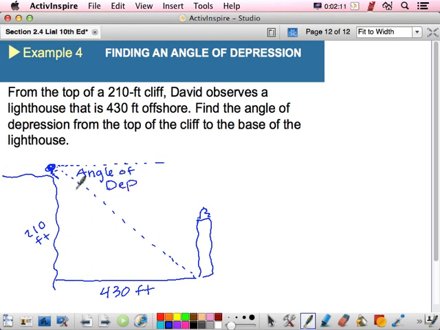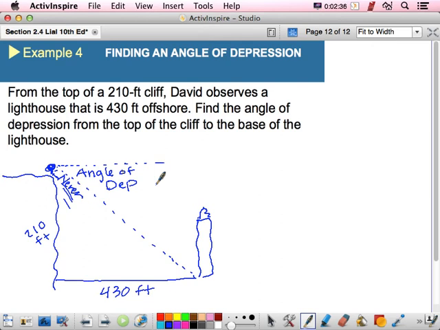Here's the thing. Never, never, never use this angle, ever. This angle is exactly the same as this angle. You put your angle of depression in the same spot you put your angle of elevation. In fact, it's like a trick question. You don't use an angle of depression.